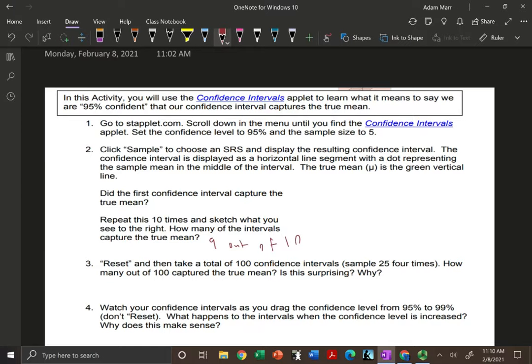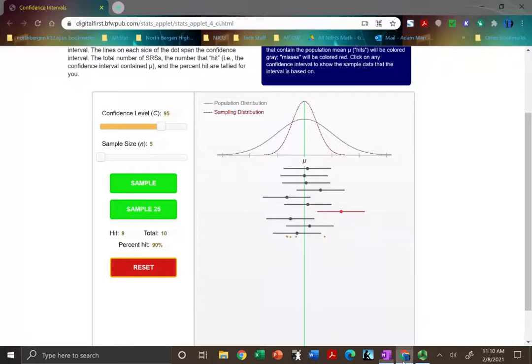Reset and then take a total of 100 confidence intervals. Sample 25, 4 times. How many out of 100 captured the true mean? Is this surprising? So we're going to take 100 confidence intervals, and that's just going to be 25 of them 4 times. All right, so let's go back. Reset, and we're going to do 100 of them.